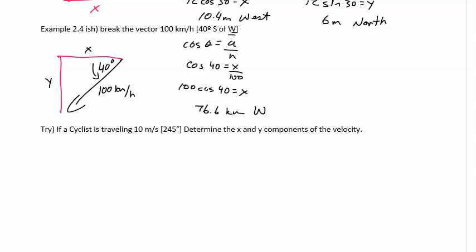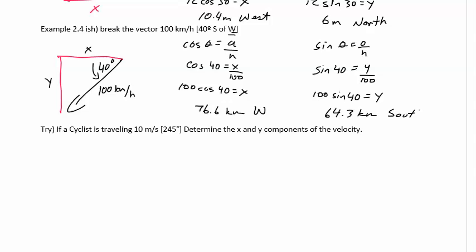To find that y, I'm going to use sine because y is opposite of the 40-degree angle based on the way that we drew it. Well, actually more based on the way it was written. That y component over 100, or 100 sine 40 is equal to that y component. You find that y component is going to be equal to 64.3 kilometers per hour, and that's in a south direction. Okay, give this next one a try, and let me know how you do.